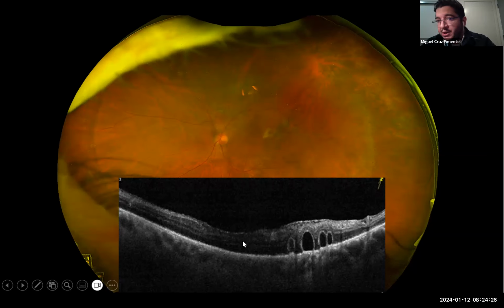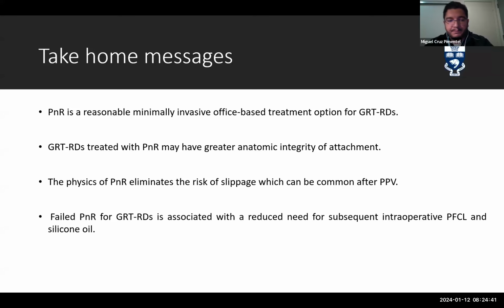But there is also another intraoperative complication that is called slippage, which is the displacement of the retina when we reduce the level of PFCL. So I'm going to pass it on to Dr. Mooney now to elucidate more on this complication.